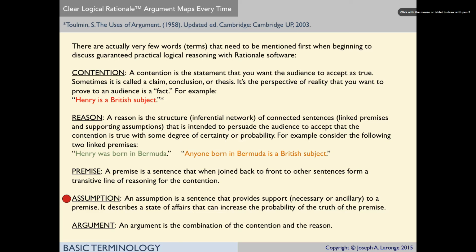The next one is an assumption. And an assumption is a sentence that provides support. And there's actually 2 kinds of support that can be provided. Necessary, you must have it, or ancillary, which is it's helpful, but if you didn't have it, it's not critical to a premise. It describes a state of affairs that can increase the probability of the truth of the premise. And our last term, just to get us started, is argument. An argument is the combination of the contention, which is what you're trying to prove, and the reason, which are the premises and assumptions that lead your audience to hopefully accept the truth of your contention.